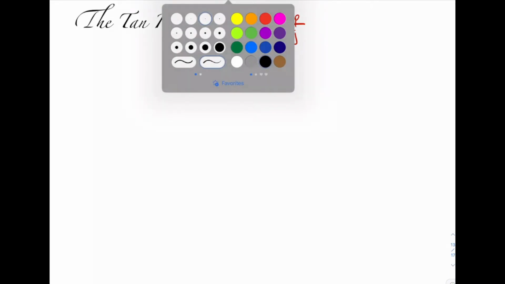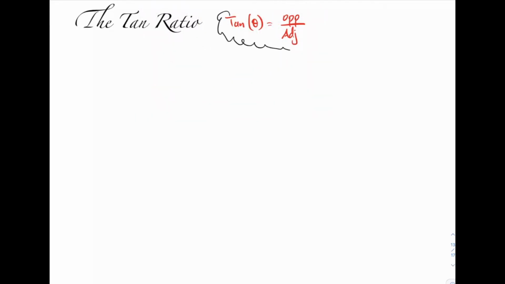This series will be continuing our episode on the trigonometric ratios. And this is the last ratio to be covered, which is the tan ratio. The formula for the tan ratio says that tan of theta is equal to the opposite side over the adjacent side. Just like the sine ratio and the cosine ratio, we're going to be looking at examples that show us when and how to use this tan formula.